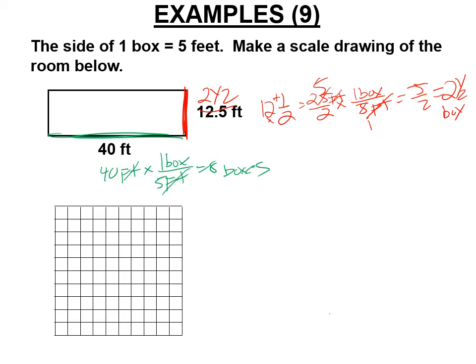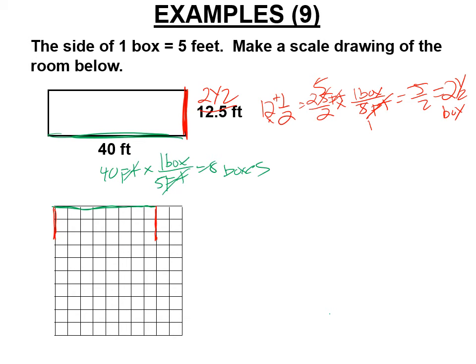So these are 10, so we're going to go over 8. I did 10 minus 2 in my head. Hopefully you did the same. And then we have to go down 2.5 boxes. Right, so there's 2 boxes, so we got to go halfway down the next one. And again, you can make these anywhere, but it's way easier just to make it in one of the corners.